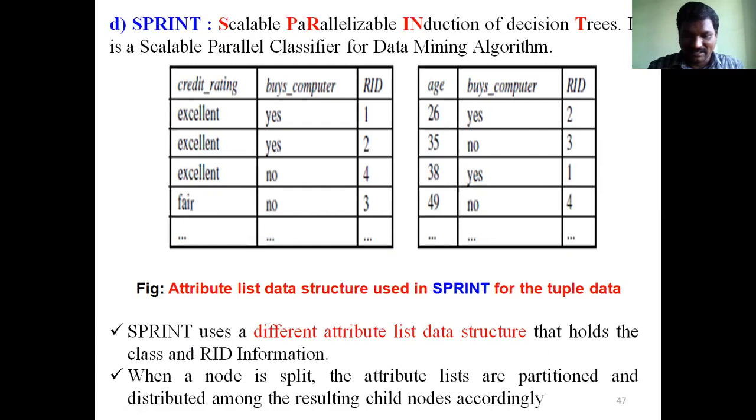SPRINT uses a different attribute list data structure that holds the class and RID information. When a node is split, the attribute lists are pruned and distributed among the resulting nodes. This is another important one.